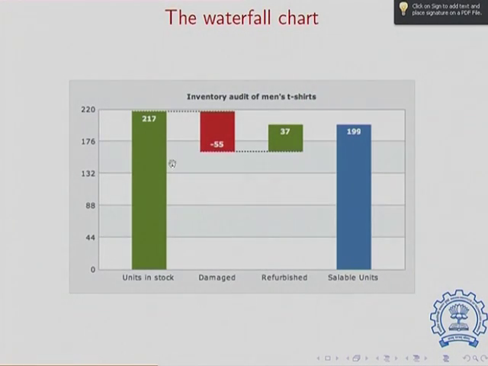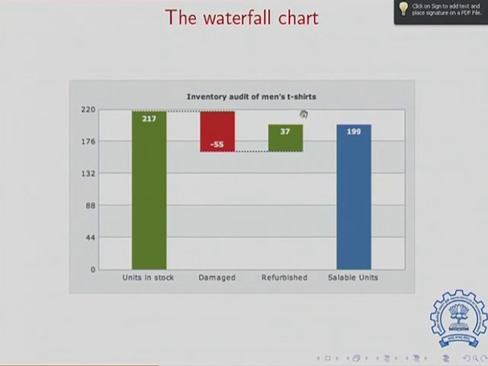There is something called a waterfall chart, which looks at, for instance, the units of something you have in stock. You have 217 units in stock, but then you find out that 55 of these are damaged, and instead of plotting this 55 as a bar at the bottom, you now subtract from the top itself. So you come down, and then you find that you have 37 additional units you can add back to your stock. So you go up. This height keeps going up and down and gives you a feel like a waterfall of what your overall number of units that you can sell is. So, it is called a waterfall chart.